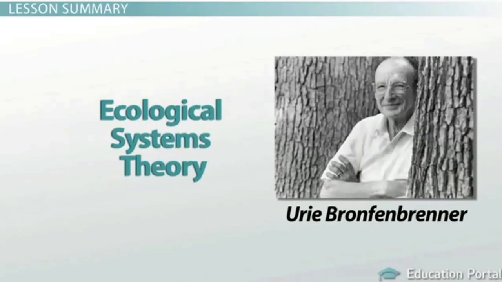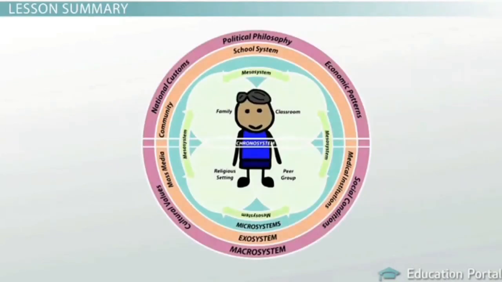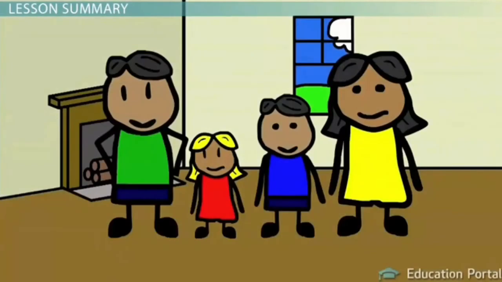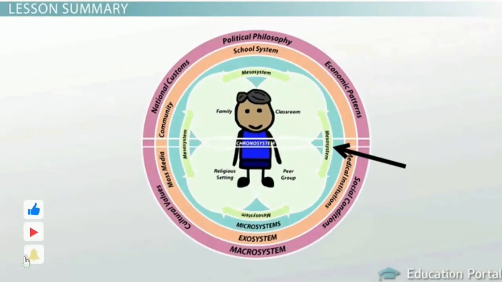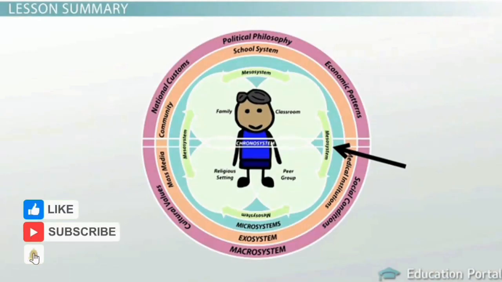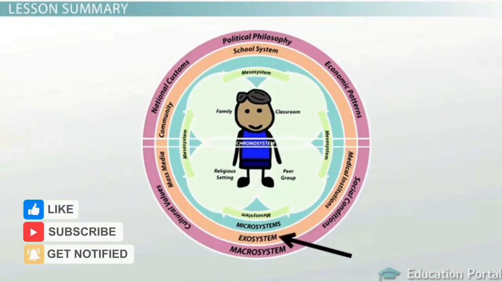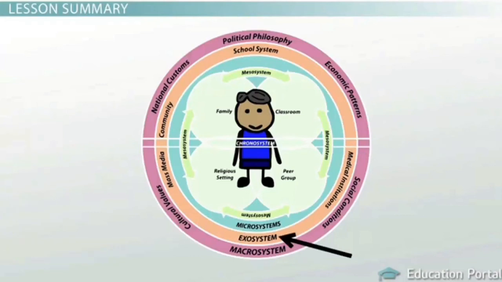Ecological systems theory was developed by Urie Bronfenbrenner. He divided the environment into five different levels. The microsystem is the most influential, has the closest relationship to the person, and is the one where direct contact occurs. The mesosystem consists of interactions between a person's microsystems. The exosystem affects a person indirectly without their direct involvement. The macrosystem includes all other systems and the societal culture surrounding a person.